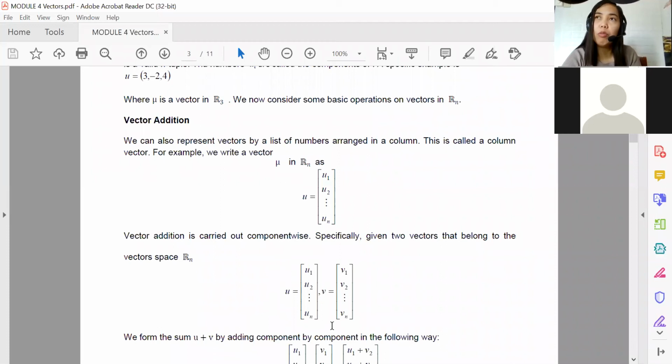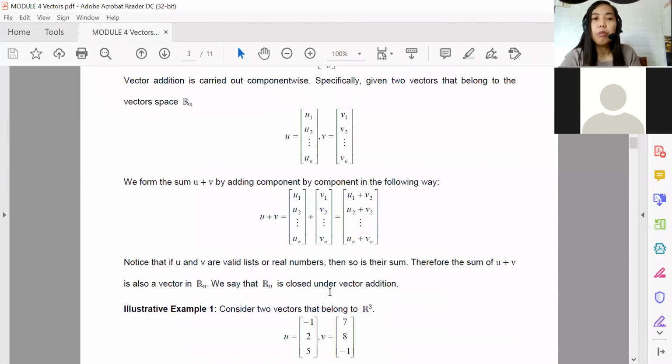When we add two matrices, we can add or subtract matrices if they have the same dimension, or size. It's the same when we add vectors. So we form the sum u plus b by adding component by component in the following way. When we add u plus b, given vector u and vector b, to get the sum of the two vectors, you will just add u sub 1 plus b sub 1, u sub 2 plus b sub 2, up to u sub n plus b sub n.